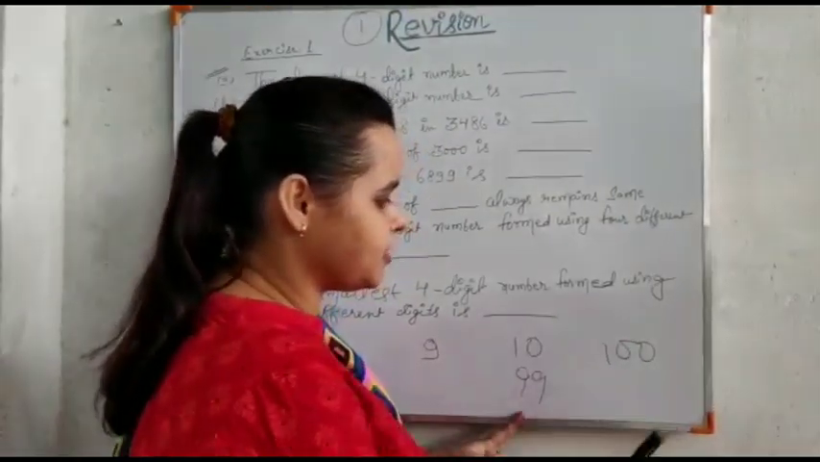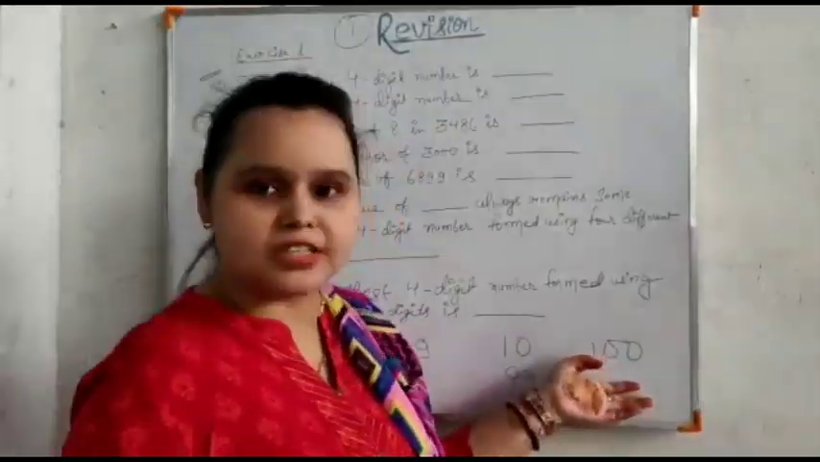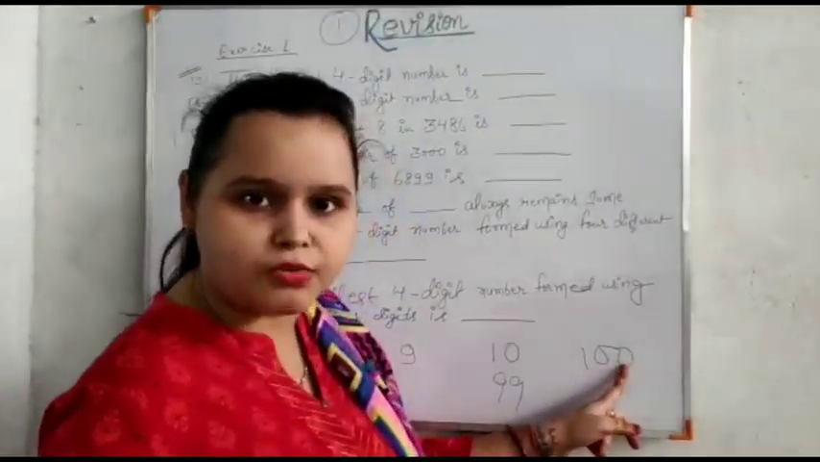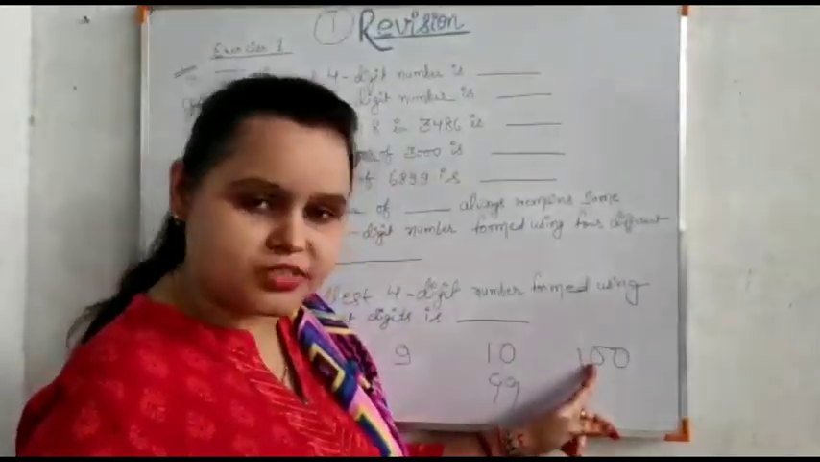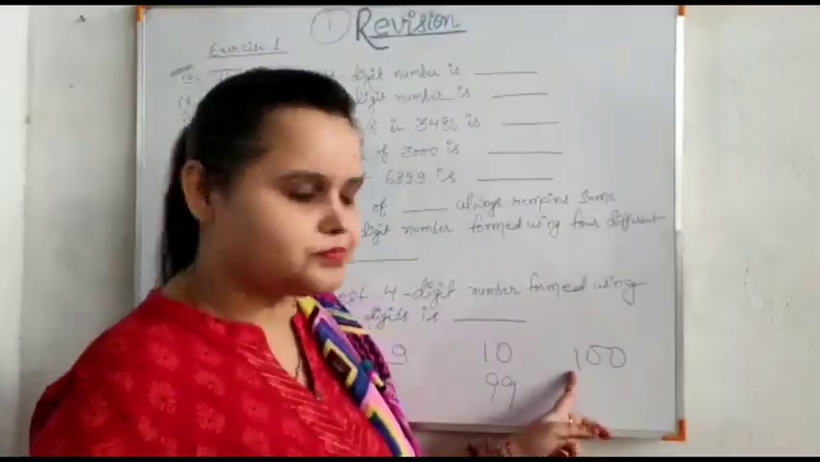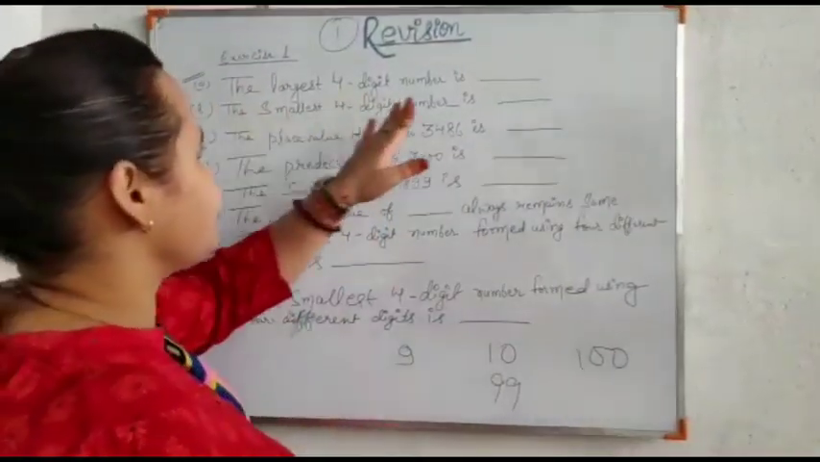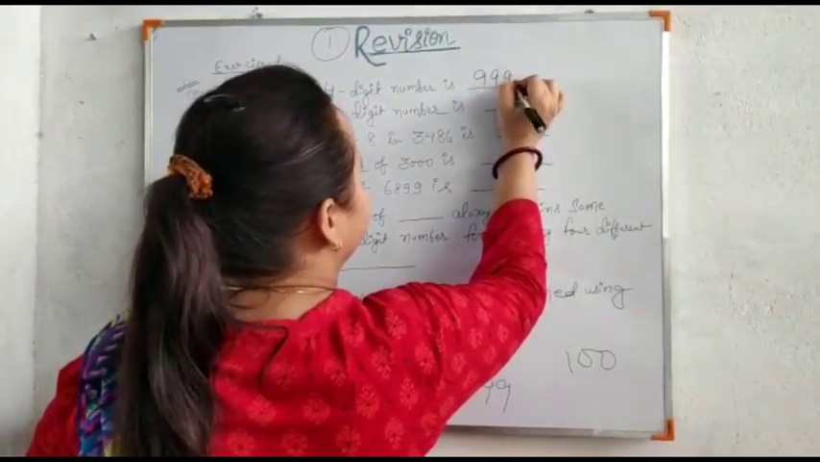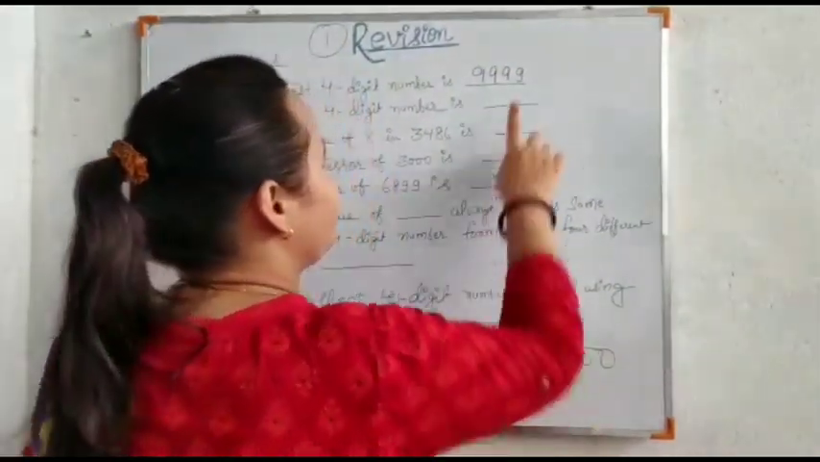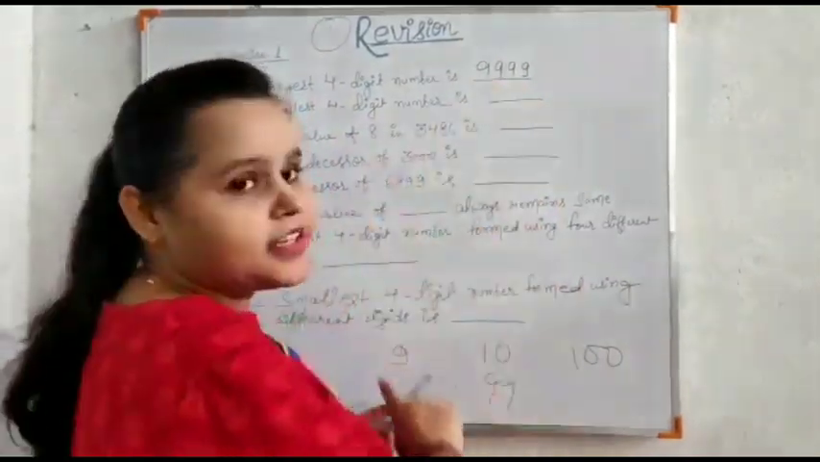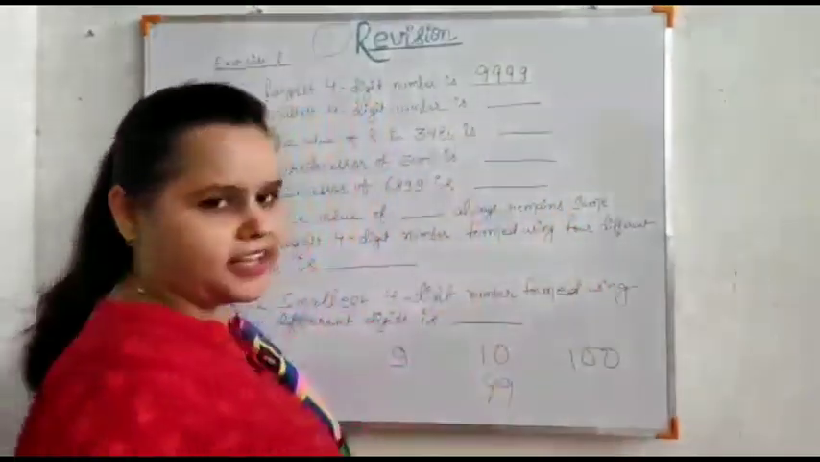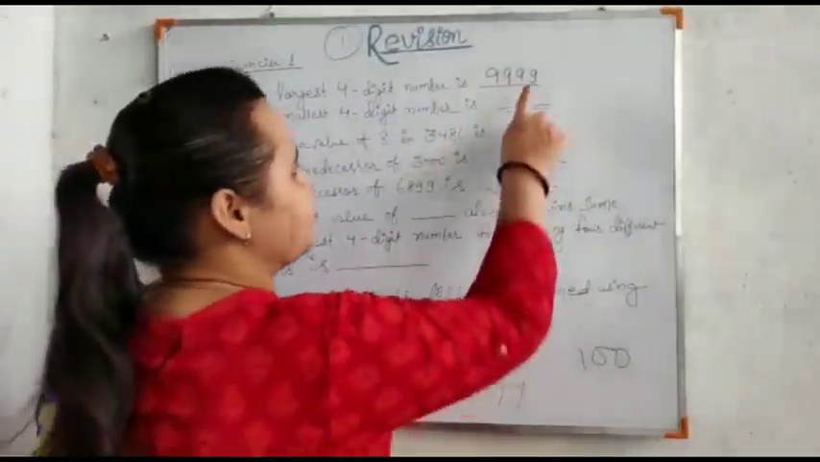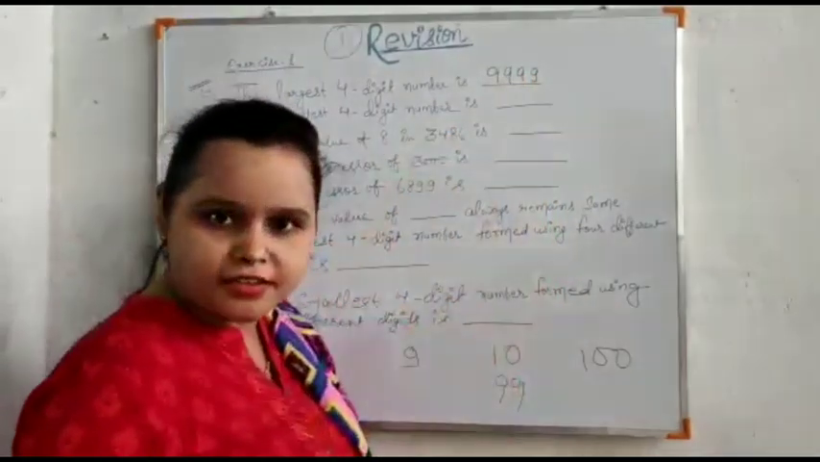After 99 we write 100. 100 is the smallest 3-digit number, because 0 is the first digit, the second 0 is the second digit, and 1 is the third digit. So we say the largest 4-digit number is 9999. It means ones, tens, hundreds, thousands. 9,999 is the largest 4-digit number. The digits are 4: 1, 2, 3 and 4.